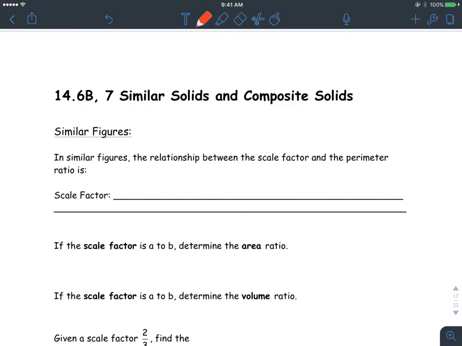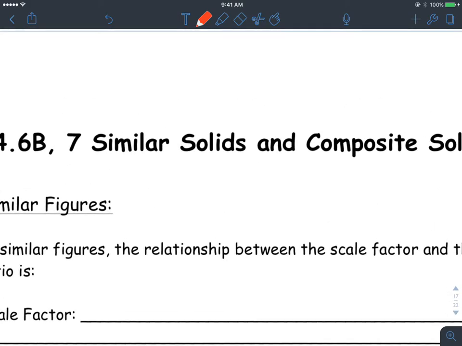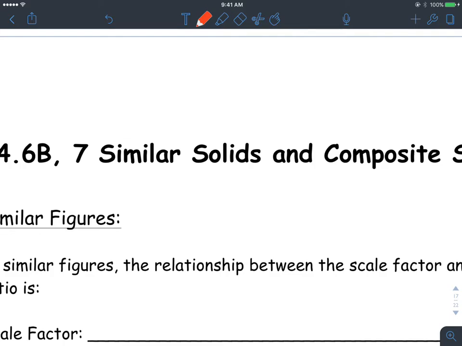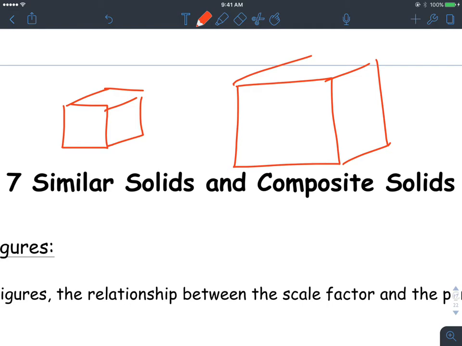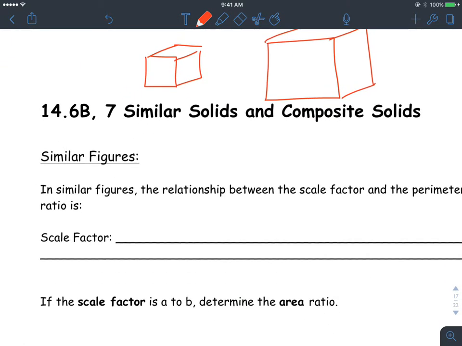All right, today we've got similar solids. So these are going to be solids that have a certain scale factor between them. Like we could have, for example, two cubes, and we'll talk about the different properties of those cubes when they are similar.